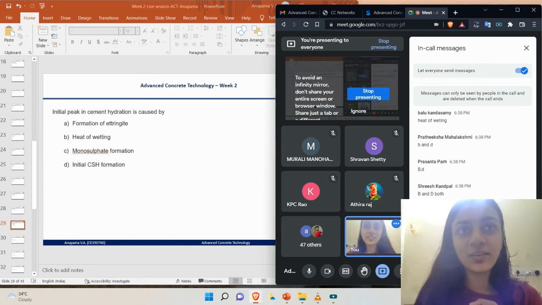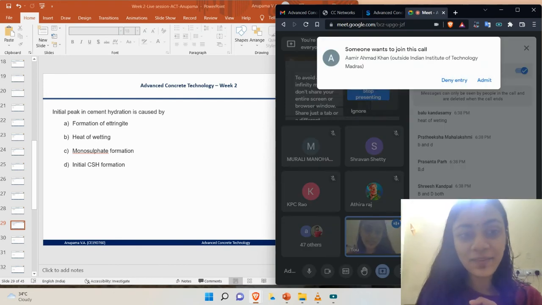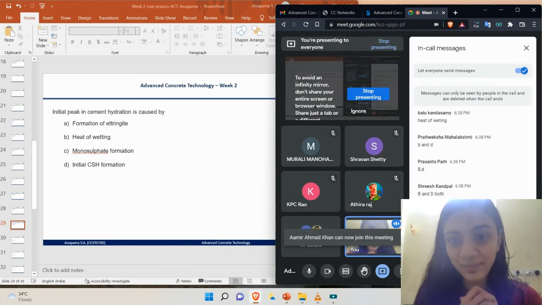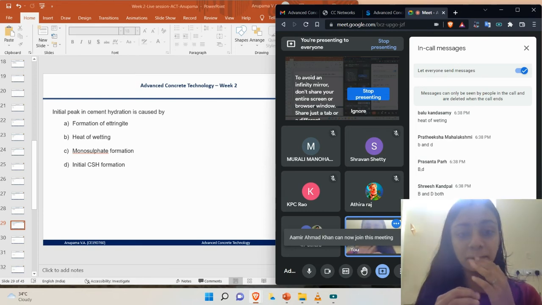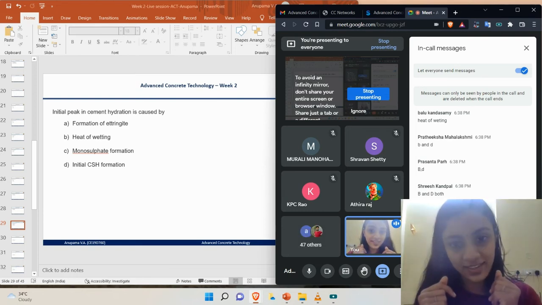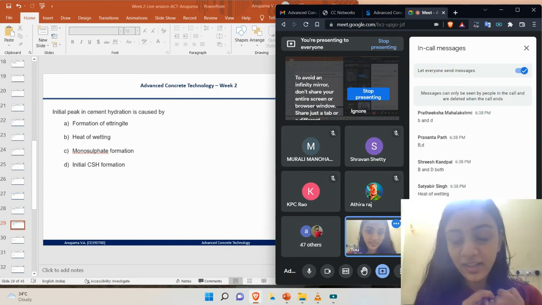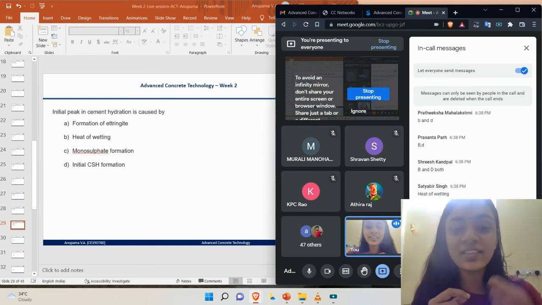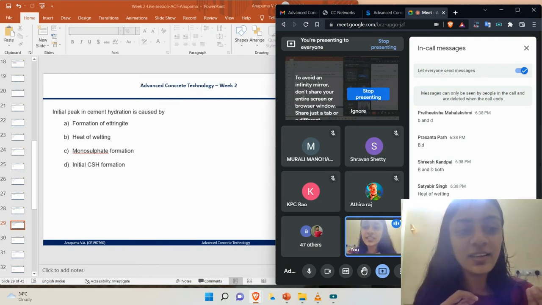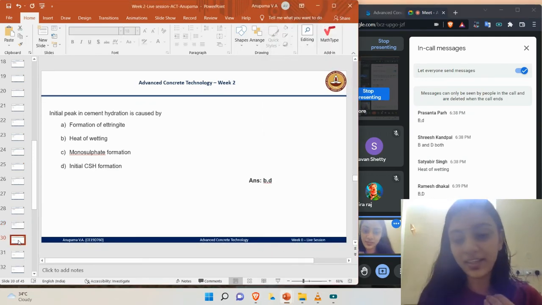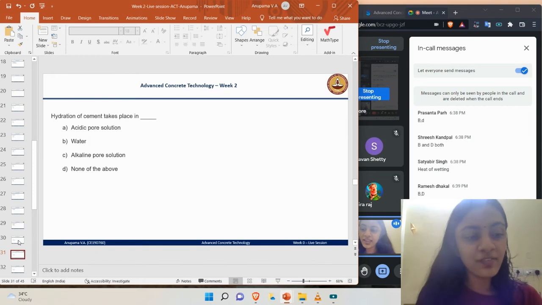As soon as the water touches the cement grains or the cement particles, there's surface molecule activation happening. Because of that, initially there's an increase in the heat, that is the heat of wetting, which is B. So B is a correct answer. Along with that, as soon as the water touches, there is early CSH formation happening, which also contributes to the initial heat peak. So the correct answers are B and D. It's not just B, it's B and D. Thank you all for responding. Again, we move to the next question.